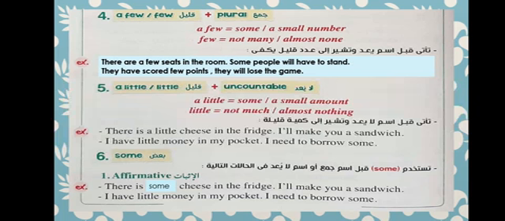We use some also to mean a small number, like a few, and sometimes we use it to mean a small amount, like a little. So some can be followed by countable plural or uncountable singular. For example, there is some cheese in the fridge. I'll make you a sandwich. I have little money in my pocket. I need to borrow some.